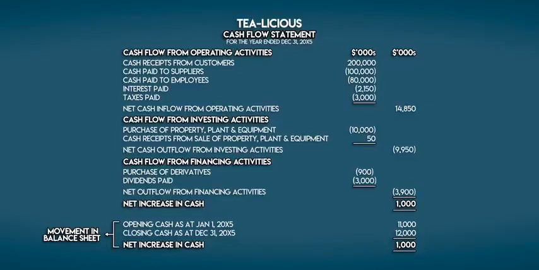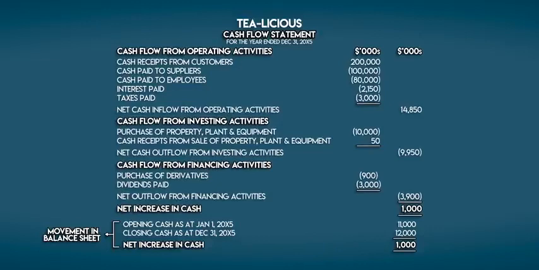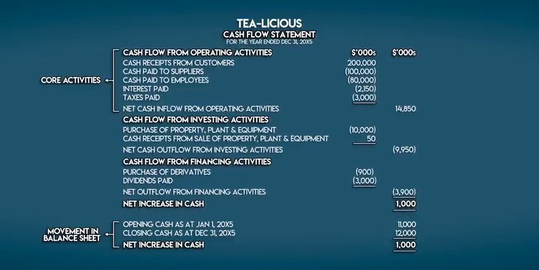But how did this come about? This is where the top section comes in. We work out the cash flow from operating activities, investing activities, and financing activities. Cash flow from operating activities covers regular business activities: how much cash T-Licious brought in and spent whilst selling tea. T-Licious is using the direct method, so this section mirrors an income statement prepared under the cash method of accounting.